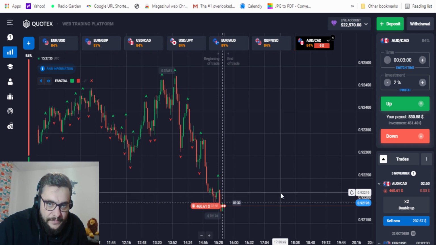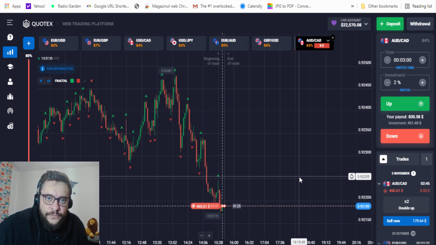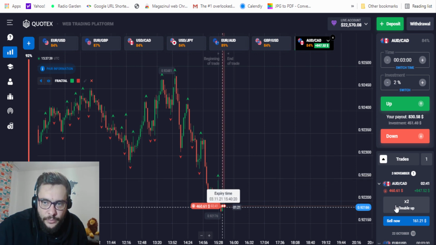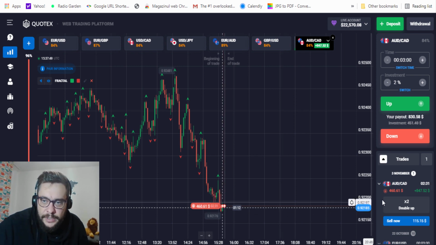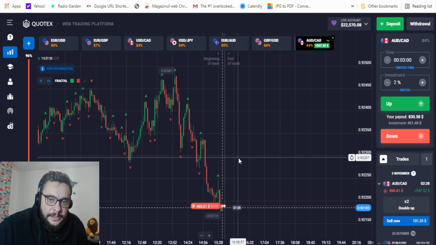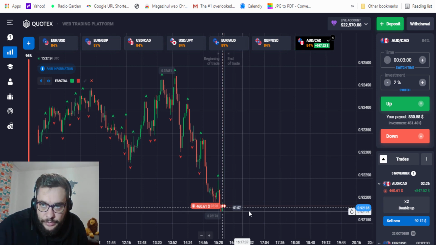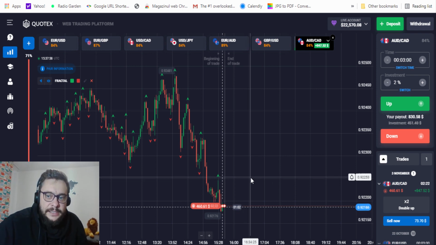Now we have a few new features on the Quotex platform. As you can see, we have this Double Up option here, so we can place this one, and if you see that the trade is going in the good direction, you can double up the investment. All right, so at this point we are in the money, but we still have 2 minutes and 20. Let's wait and see what will happen.